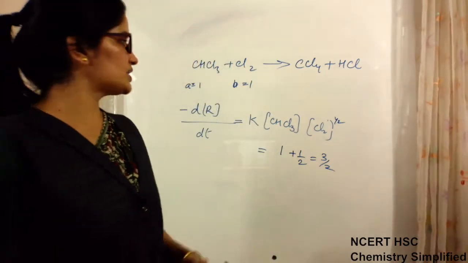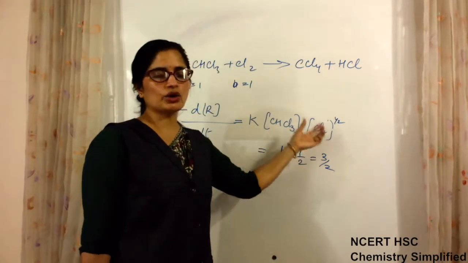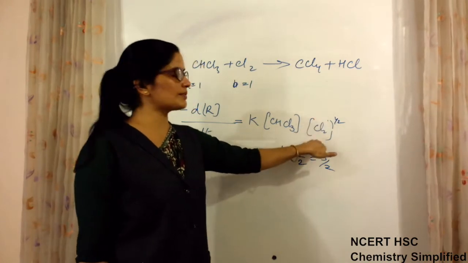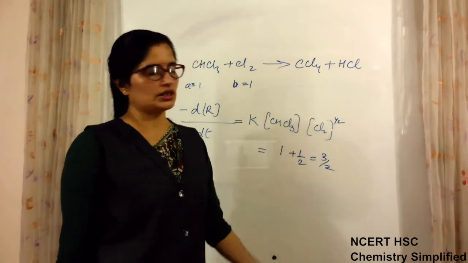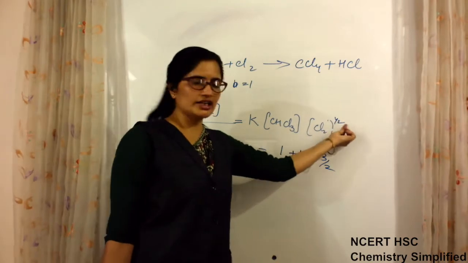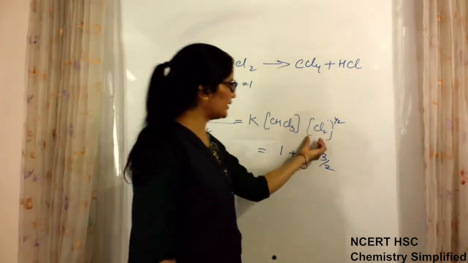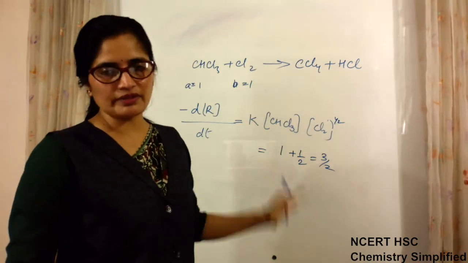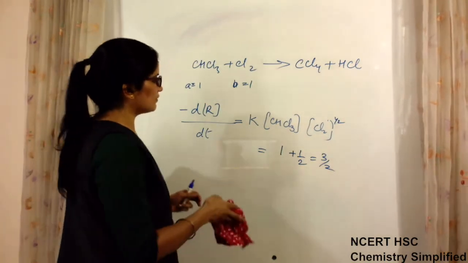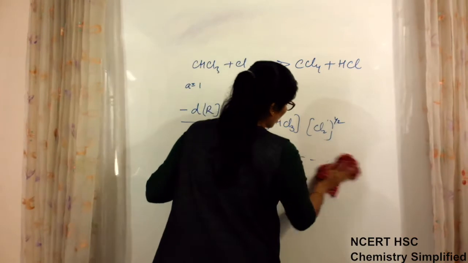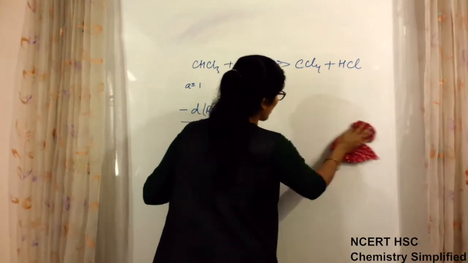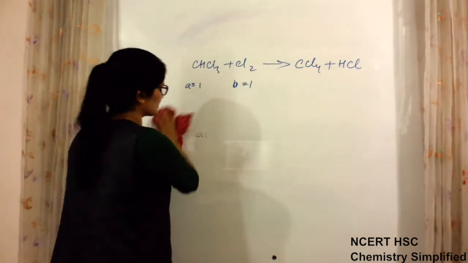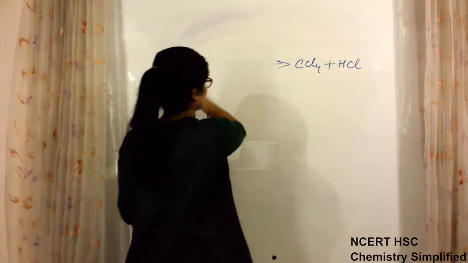So this tells about the effect of the concentration of a particular substance on the rate of reaction. By doubling this, the rate of reaction becomes half. By doubling this, the rate of reaction becomes 4 times, as in the previous one. So this power tells about the order of reaction, and the order of reaction is how it affects the rate of reaction.